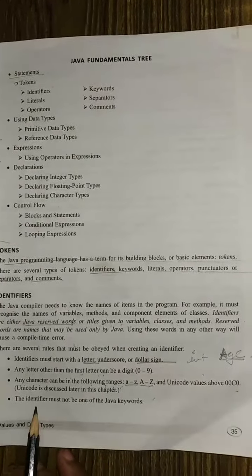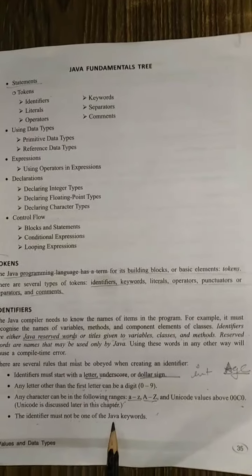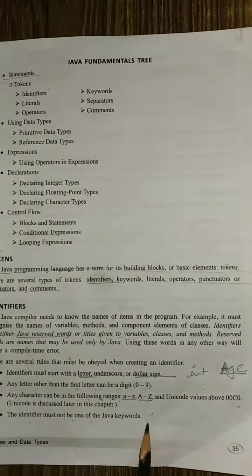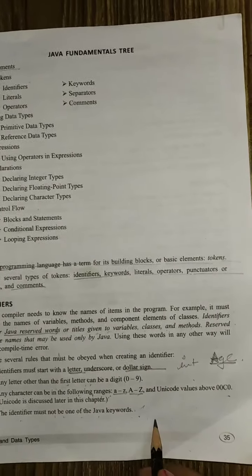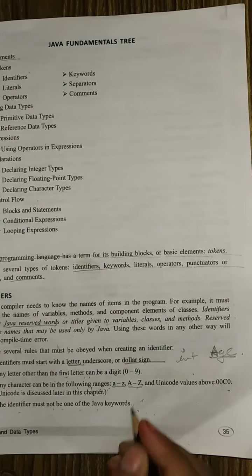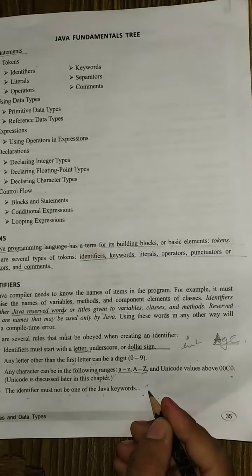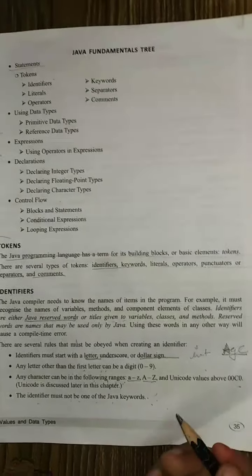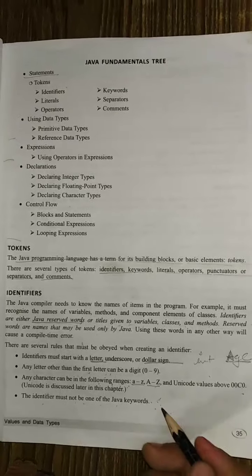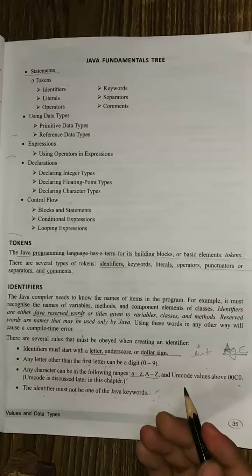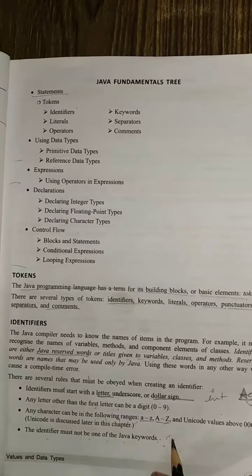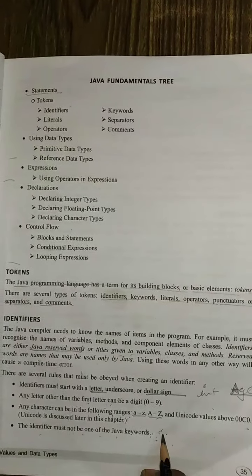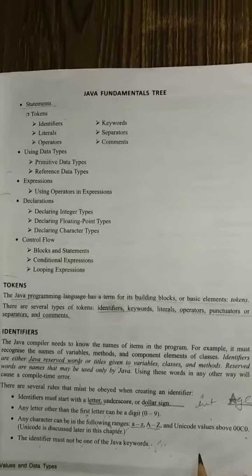The identifier must not be one of the Java keywords. Means any Java keyword you can't declare as an identifier, like main, class, if, else. These are different types of Java keywords that are reserved in Java, fixed for the Java compiler. So you can't declare them as identifiers.